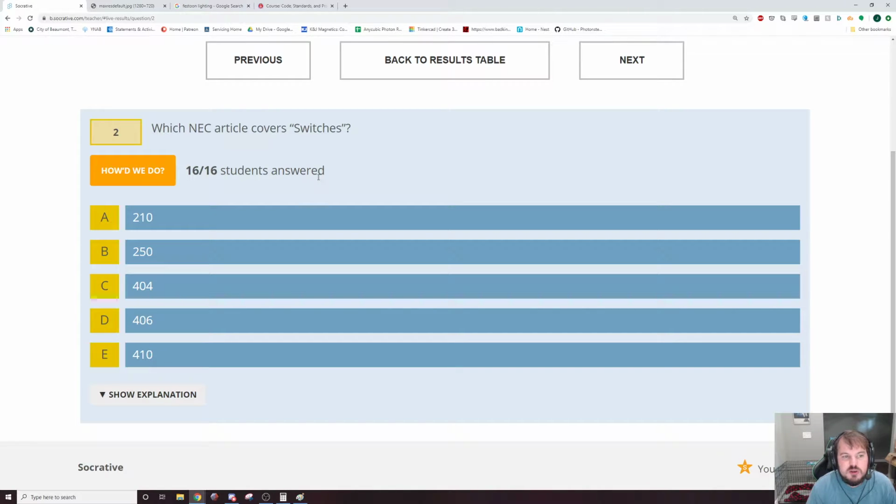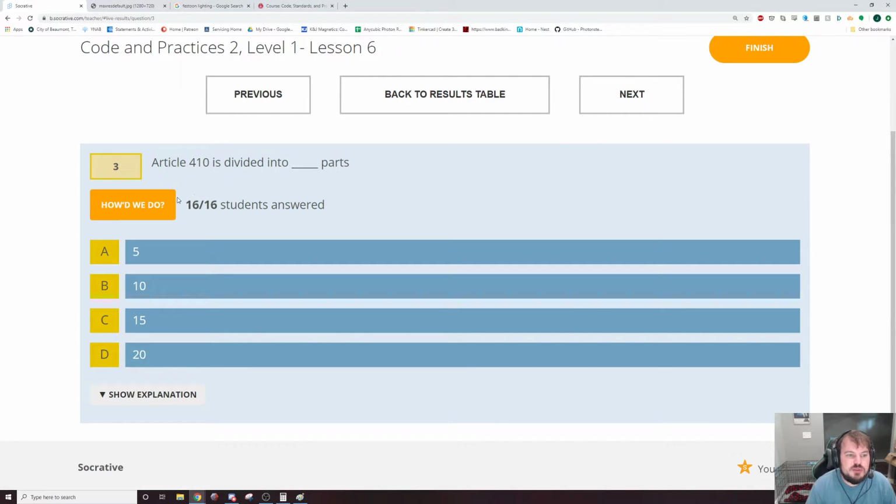Which NEC article covers switches? 404 is switches. 406 is receptacles. And 410 is, shoot, what is 410? Drawing a blank. 410 is divided into 15 parts. We are still in the table of contents for these answers.